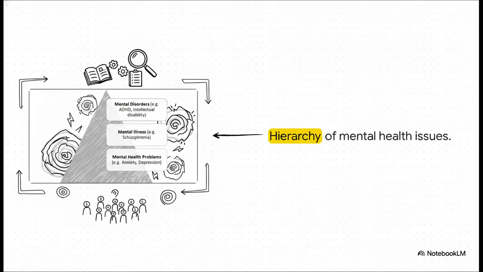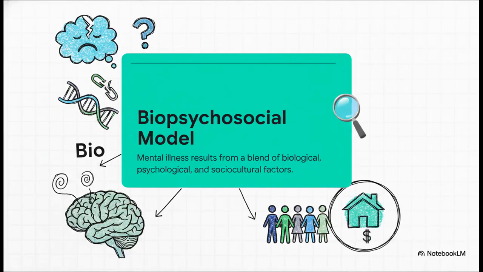I want you to think of mental health issues like a giant hierarchical pyramid. Down at the broad base, we have mental health problems. These are just your everyday stressors, a temporary bout of anxiety or feeling down for a few days. But as we move up the pyramid, when symptoms get more severe and start checking off specific clinical boxes, we enter the realm of mental illness, something like schizophrenia. And finally, at the very peak, when these conditions become deeply entrenched, incredibly severe, and absolutely demand clinical diagnosis and targeted treatment, we classify them as mental disorders, like intellectual disability or ADHD. We rely on this hierarchy to figure out if someone is just hitting a temporary rough patch or if they need serious clinical care.